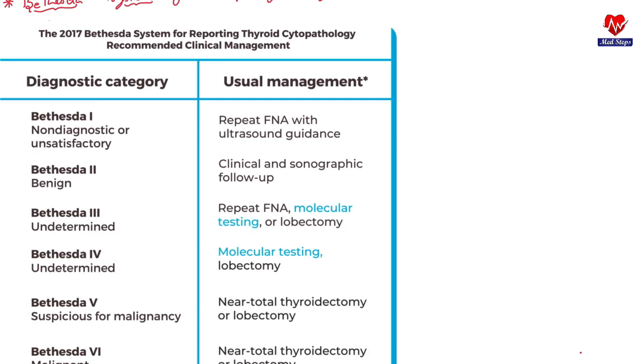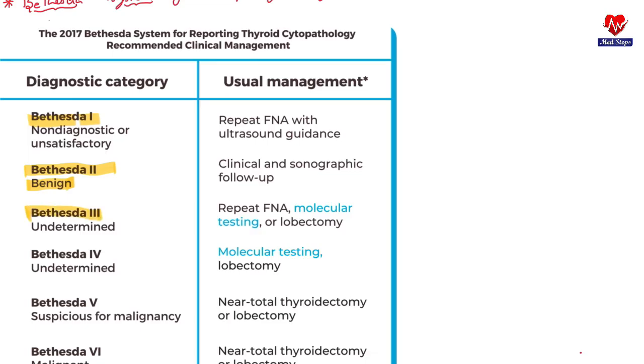Okay, so we have a total of 6 different types of Bethesda categories. Bethesda 1 is non-diagnostic or unsatisfactory; after that we have to repeat fine needle aspiration cytology with ultrasound guidance after 6 months. Next, Bethesda 2, where we suspect a benign cyst or benign nodule, so we do clinical and sonographic follow-up.